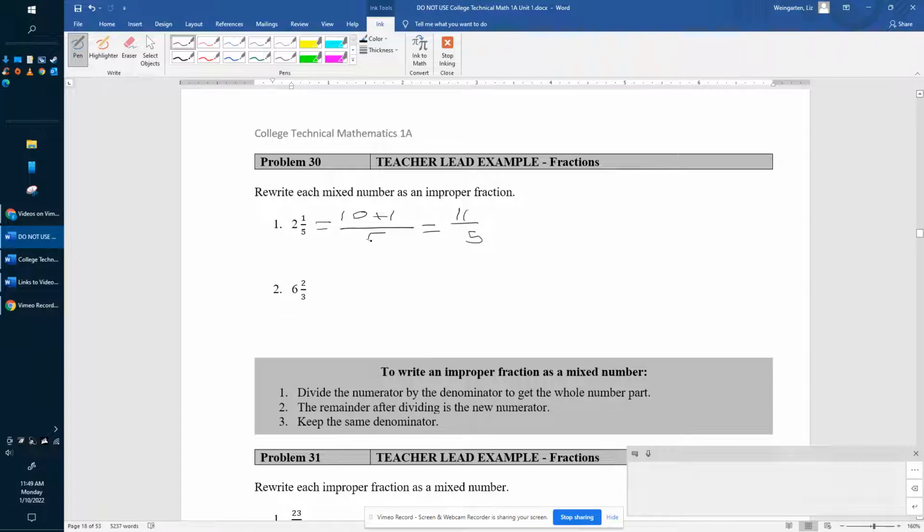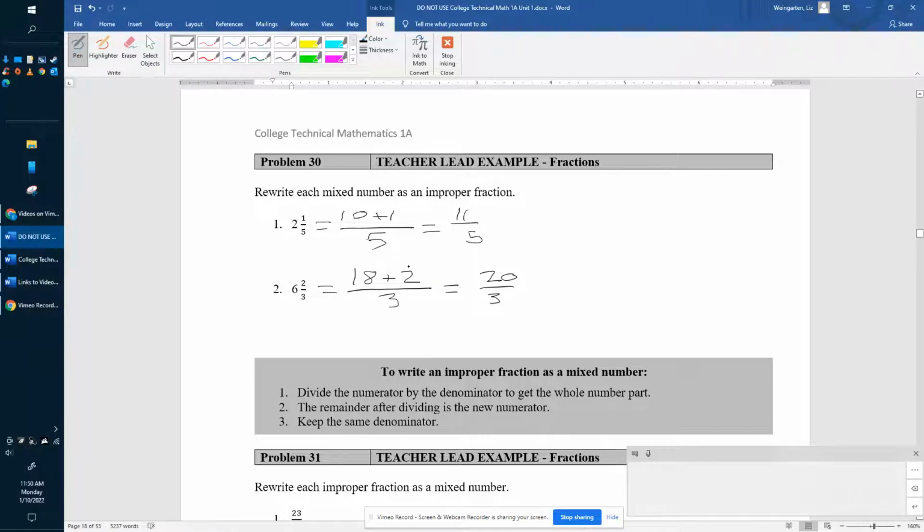Let's look at number 2. This time we have 6 2/3. So we start by multiplying the whole number by the denominator. 6 times 3 is 18. Then we're going to add the original numerator, which is 2, and it all goes over the same denominator. We'll perform that addition. 18 plus 2 is 20 over 3. That does not reduce, so that's our final answer.